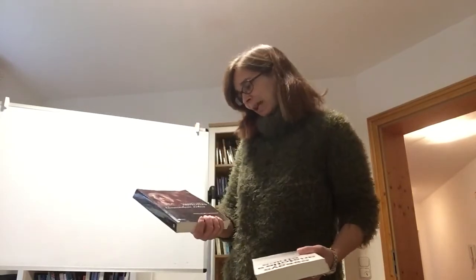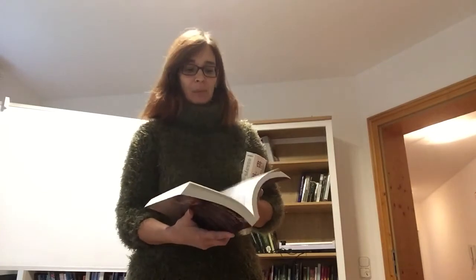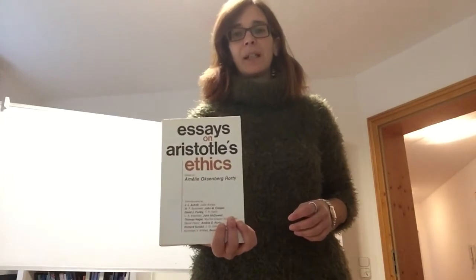If you wanted to read a little bit more, I would recommend something like this. This is the Blackwell's Guide to Aristotle's Nicomachean Ethics, which has chapters on pretty much all the topics that are covered in the book, in pretty much the order in which they come up in the book. Or a classic collection like this one. This is Rorty's collection, Essays on Aristotle's Ethics, which again covers many of the topics within the Nicomachean Ethics.